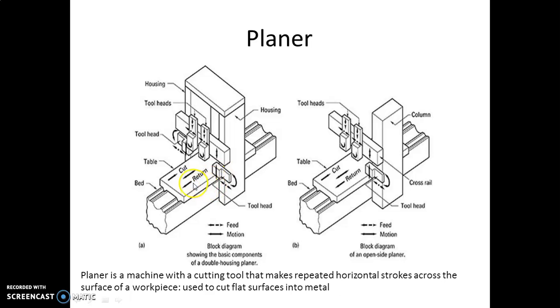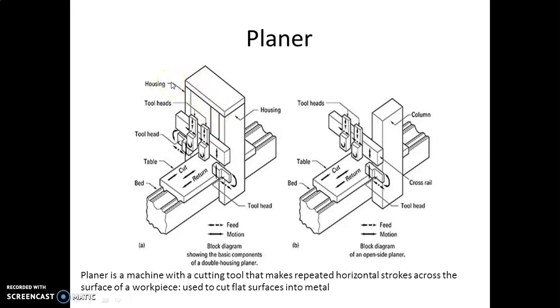Then next we'll discuss the table here. The table on which the work is clamped reciprocates along the ways of the bed and has T-slots in its upper surface for clamping the workpiece. The table is a single casting except in the case of two tables bolted together end to end. Then housings. This is the housing here.